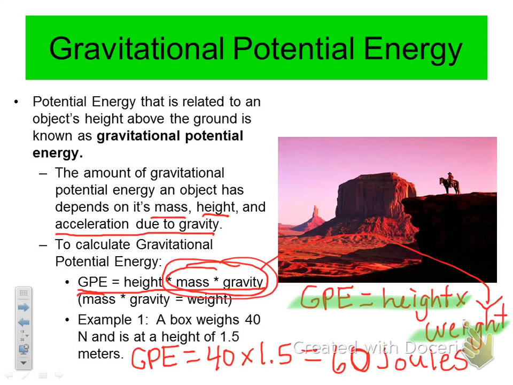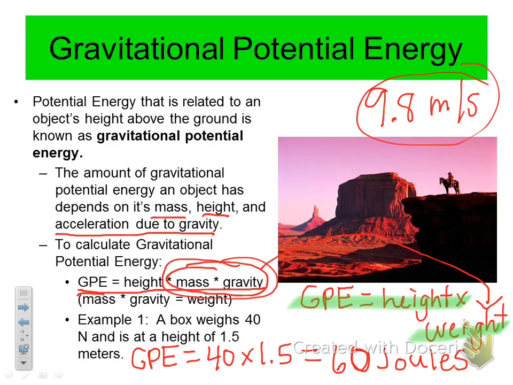Things fall at 9.8 meters per second. Have you heard that number before, 9.8 meters per second? That's the rate at which gravity affects objects here, right now.